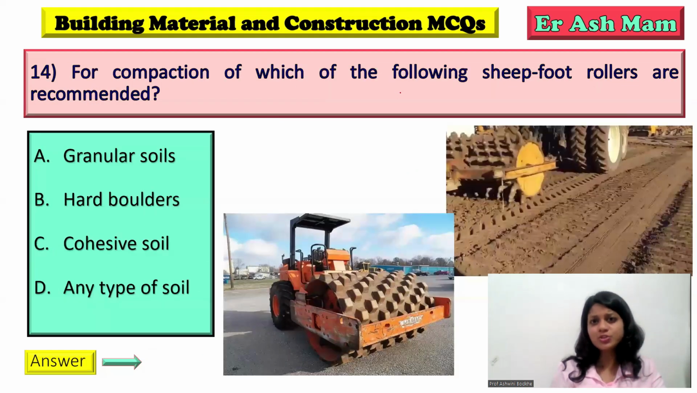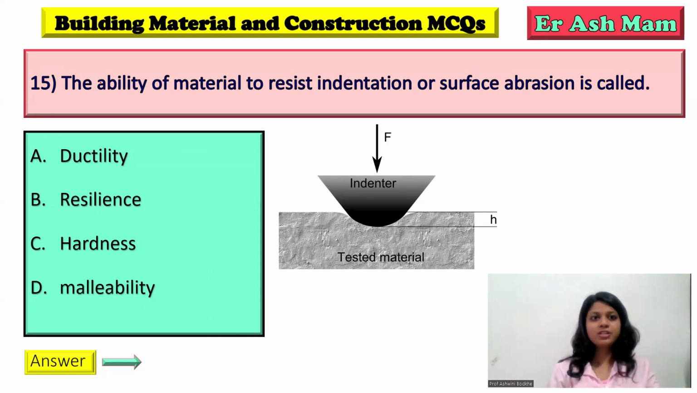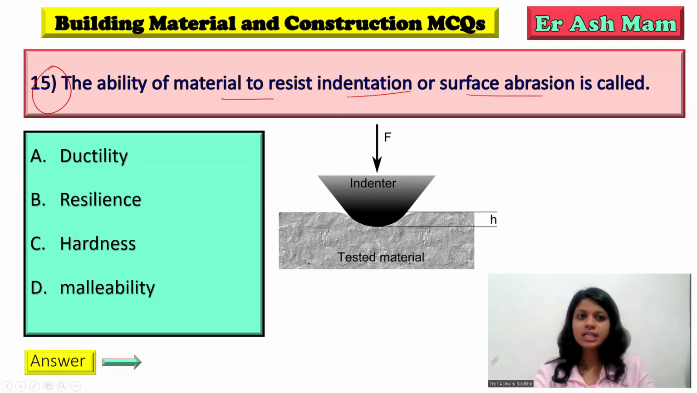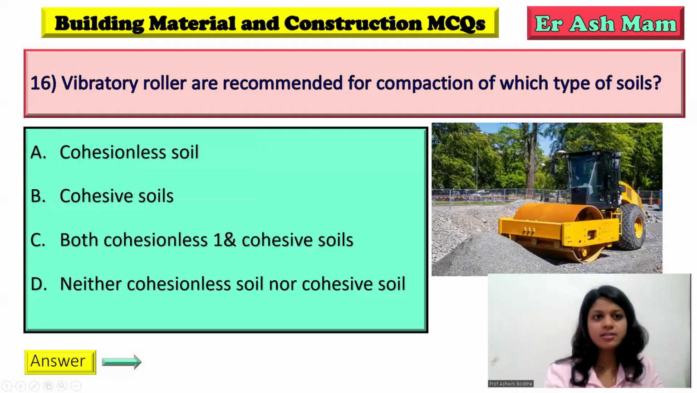For compaction of which of the following are sheep foot rollers recommended? Here you can see this is a photo of a sheep foot roller. So sheep foot rollers are used for cohesive soil. Answer is C, cohesive soil. Question number 15. The ability of a material to resist indentations or surface abrasion is called, answer is hardness. With the help of this indenter, we can test hardness of any material. So answer is C, hardness.